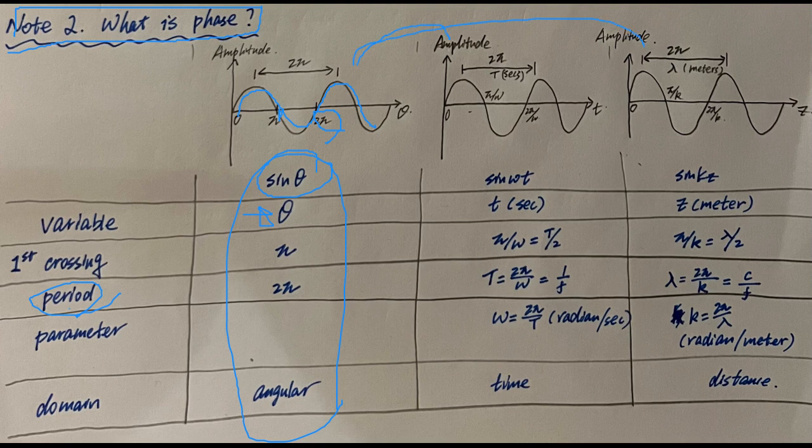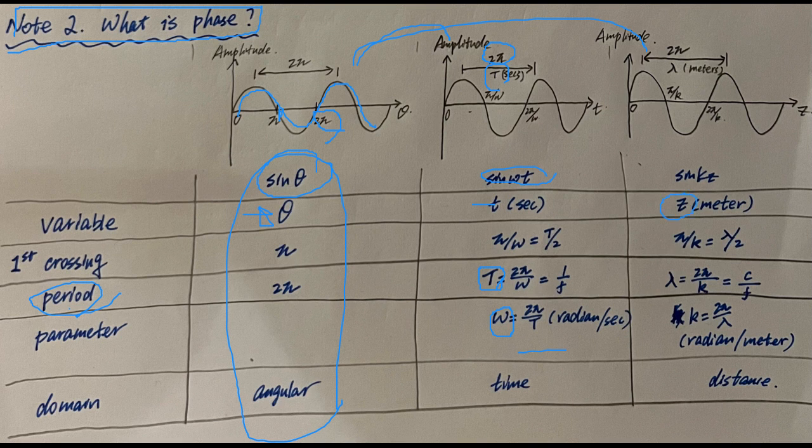Over time, the variable is t. From peak to peak, we have traveled 2 pi, but it costs us T seconds. So we have T as the period, and T equals 1 over frequency. We also define the parameter of angular frequency, which tells us how fast the wave propagates in the time domain. Then in the distance domain, we have kz. The variable is z. It has a unit of meter.